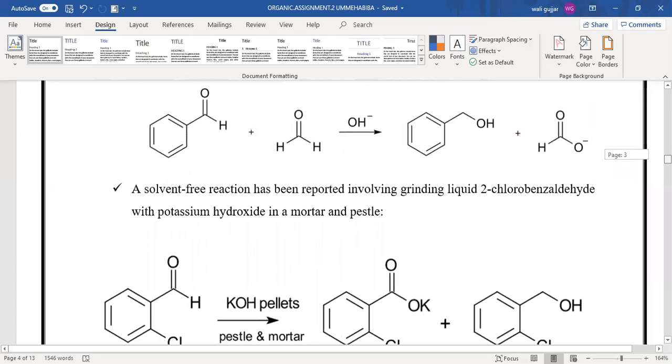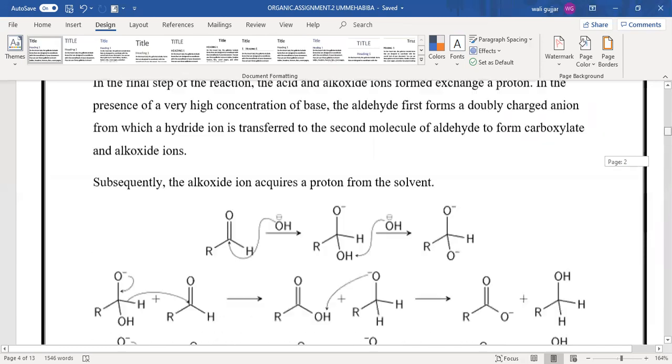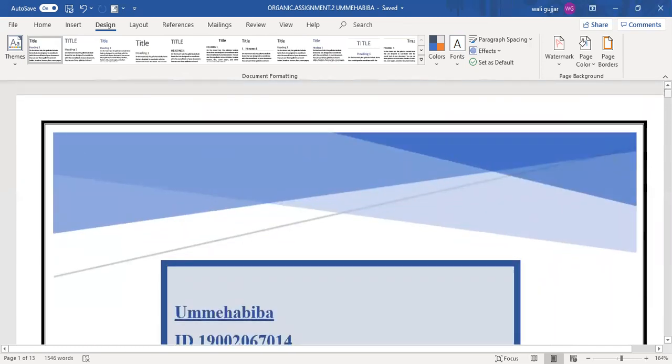So it is a reaction in which both products formed are independent. A solvent-free Cannizzaro reaction has also been reported, which involves grinding liquid 4-chlorobenzaldehyde in the presence of potassium hydroxide in a mortar and pestle. So these are the applications, and this is the short explanation of the Cannizzaro reaction. Thank you.